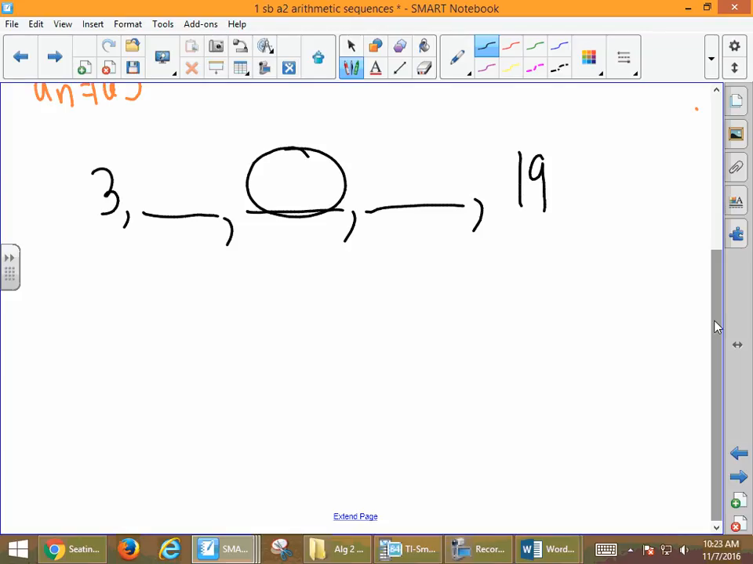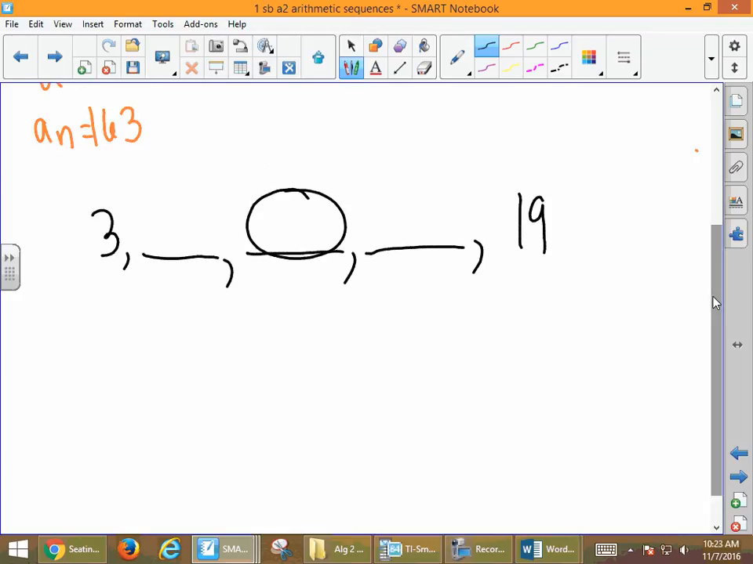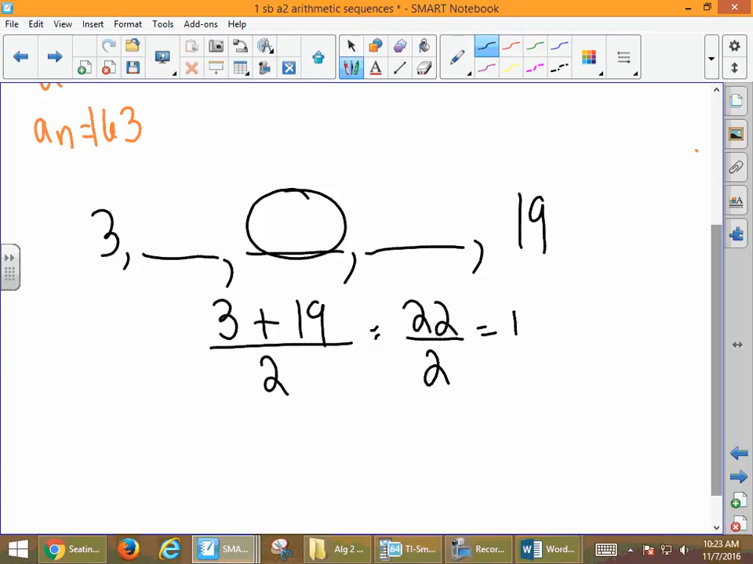So how do we do that? Well, if we take the first term and the fifth term, and we find the average of those terms. So if we take the first term and the fifth term, 3 plus 19 is 22 divided by 2. We get 11. That's what that value is right there.